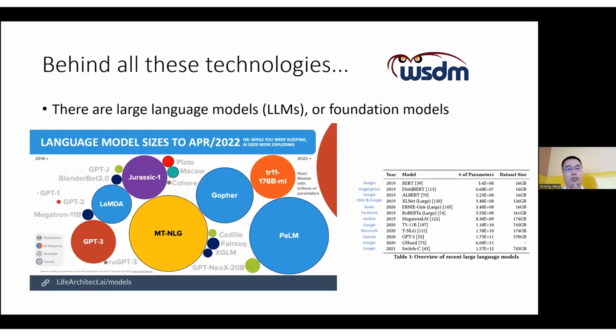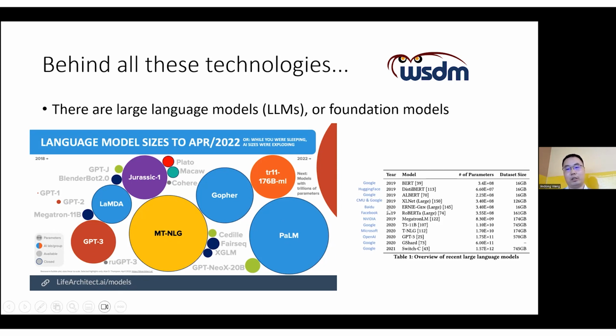I would like to remind you that behind all these technologies, there are large language models, which are also called foundation models. You can see that this map is actually copied from this website, and the size of these circles is just the model size. You can see that GPT-3 and GPT-3.5, the language model behind ChatGPT, is actually not the largest. This model and this model is PaLM, which is really famous and developed by Google. They are huge, and maybe in the not very distant future, they will just keep on going larger and larger.